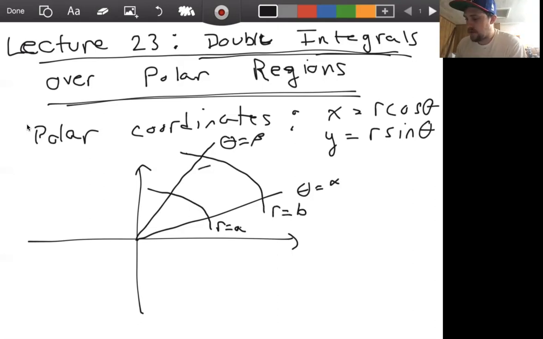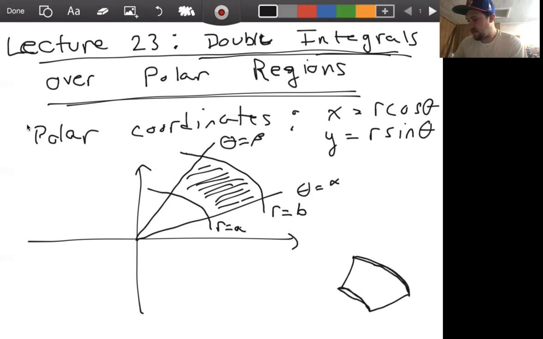And so now a polar region is this almost trapezoidal region. It's kind of like a trapezoid, but the top and bottom, if you will, are slightly curved, right? There's a little bit of curvature to them because this is a radius. And this is the region R that we want to define the integral over.